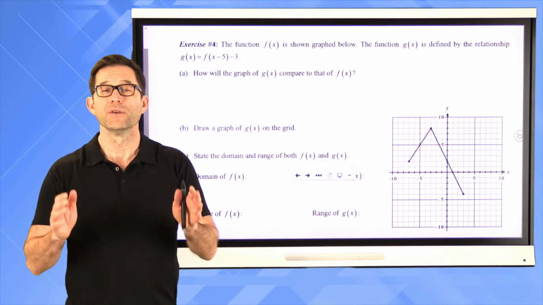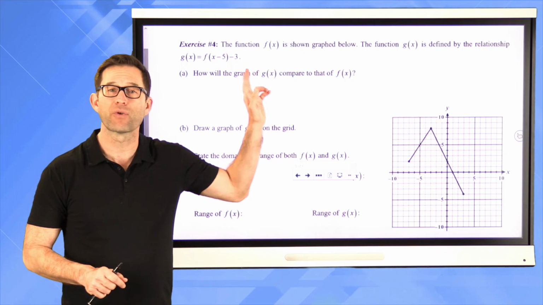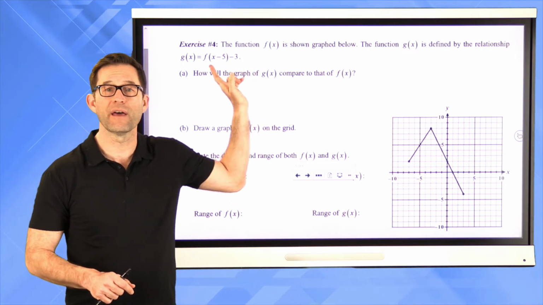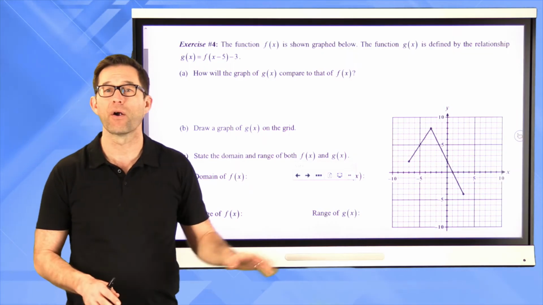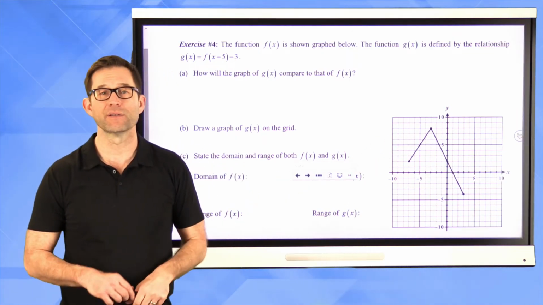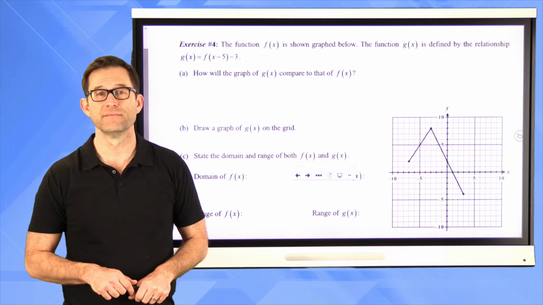All right, great. So I'd like you to pause the video now and try to answer, based on the way that formula definition looks for g of x, how the graph of g of x will compare to this graph of f of x. Pause the video now and take a moment.